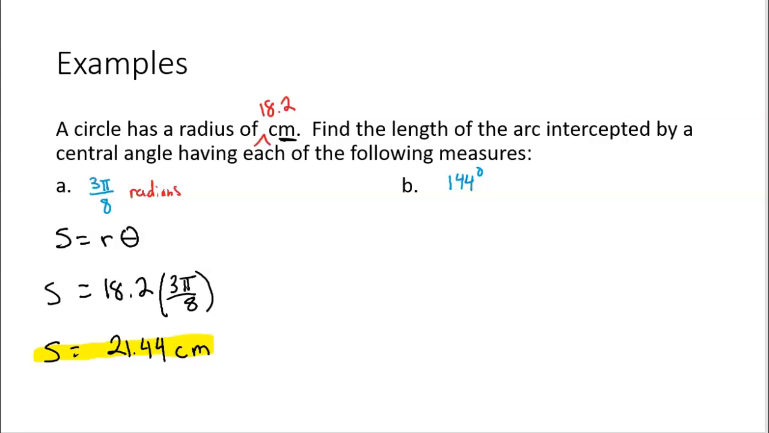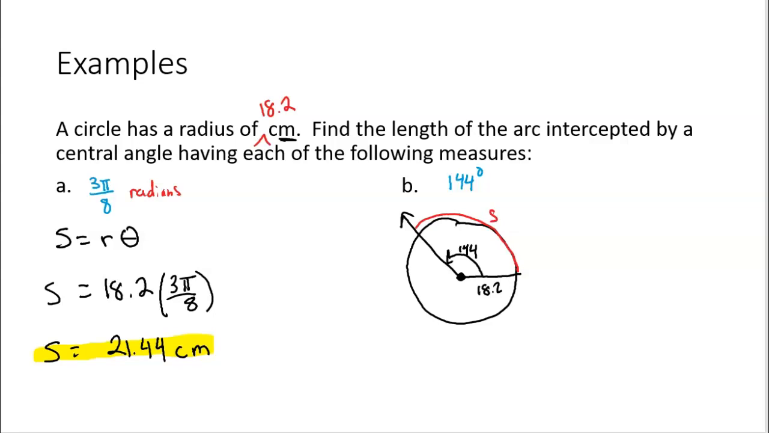Okay, so 144. Let's try this. Now, I'm going to do a little visual on this one that I didn't do on the first one. Essentially 144. Here's my lovely circle, and my radius is 18.2. I have an angle of 144, so I know that's in my second quadrant, somewhere right about here. This is 144. What I'm asking you to find is this length from here to here. This is my S, essentially.